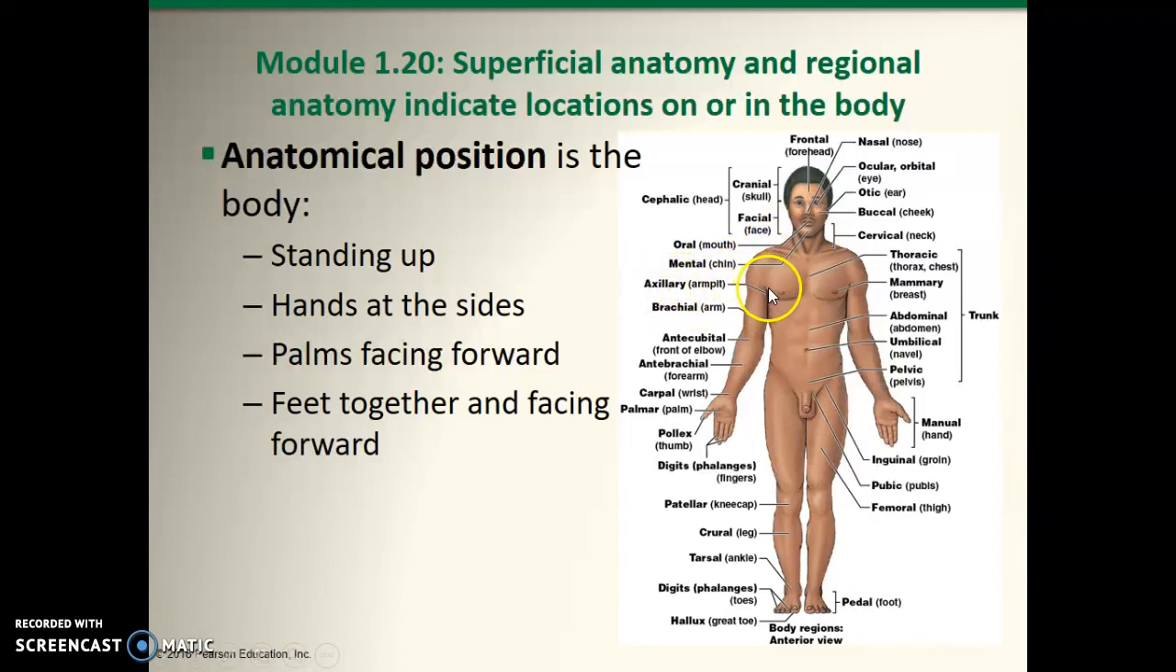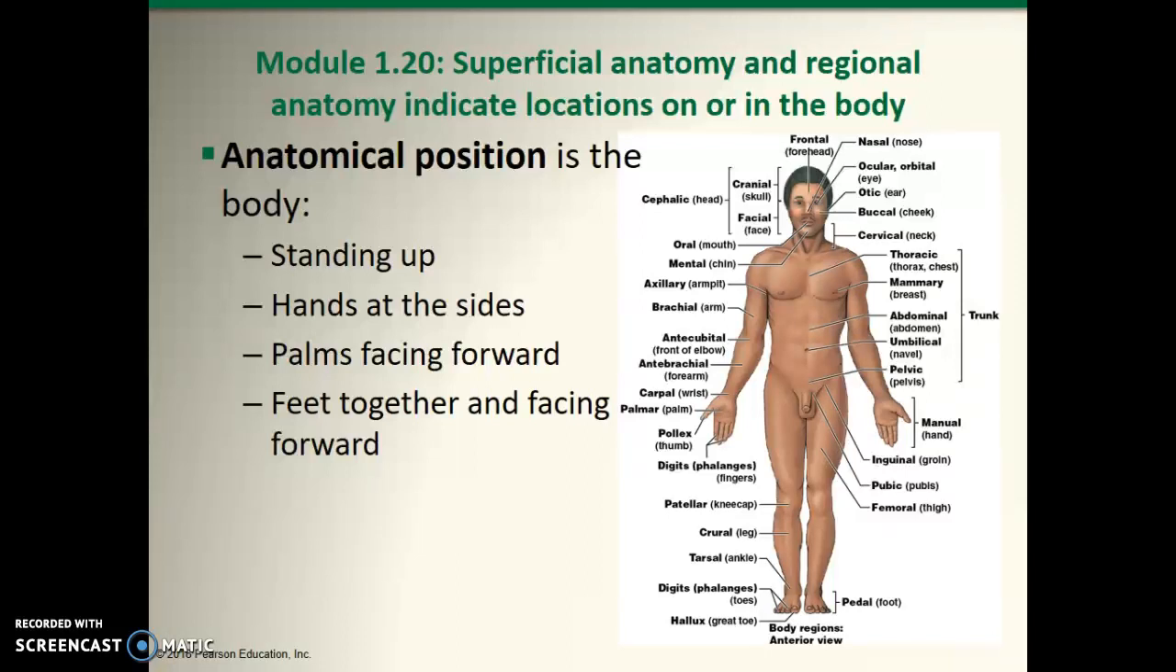Axillary is your armpit. That is very common. We'll see that a lot. Brachial also, we'll see that is your upper arm, your arm. Antecubital is the inside of your elbow here. And, well, I guess we'll wait till we get to the backside. Antebrachial is your forearm. So ante is before. So here's your antebrachial, and up here is your brachial. Carpal, when you have carpal tunnel, it's a wrist problem. So your carpal bones are your wrist bones. Carpal is your wrist area.